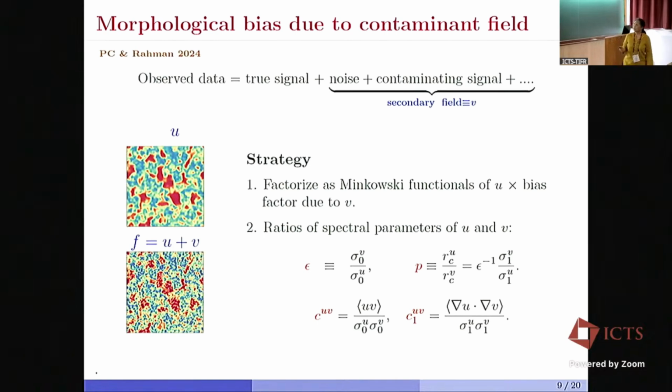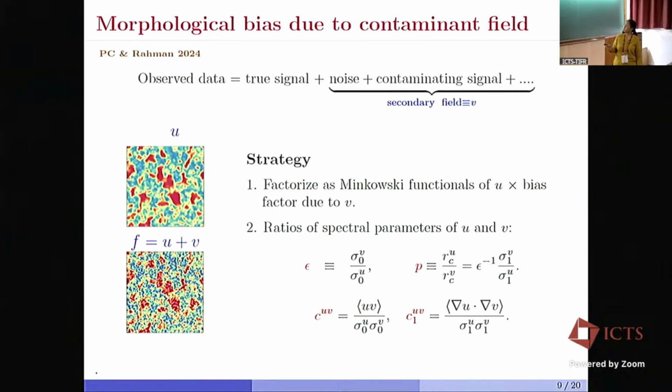Then the next question we addressed is, if I have a true signal and some contaminating field, which I'm denoting by V, is it possible to compute analytically how the morphology of the true field is biased? And we showed that it is indeed possible to do it for up to mildly non-Gaussian fields. So here is an example of some V field which has been added to the signal, and it is changing the morphology. But we can do this in a controlled analytic way. We can determine what the bias is.